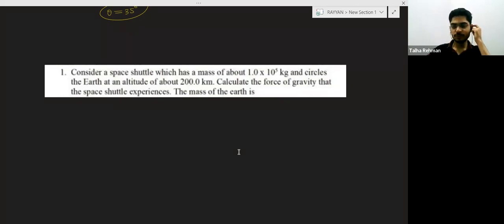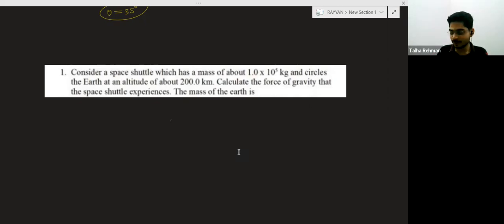Just don't look in your copy, just tell me like this. If you know, then it's good. Otherwise, is it 6.67 times 10 to the power minus 11? No, that is the value of G. Basically, that is not the law. I'm just asking, basically, Newton's law of gravitation.